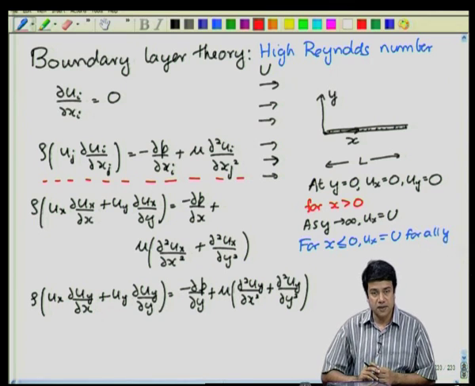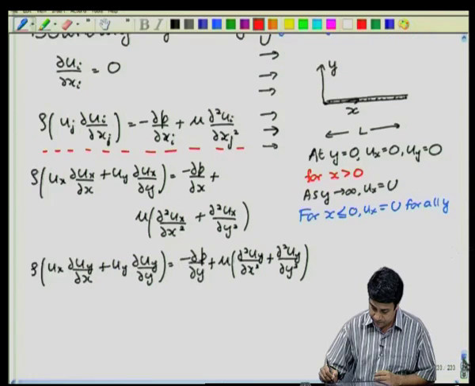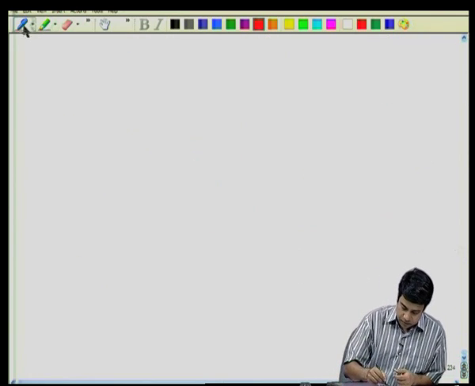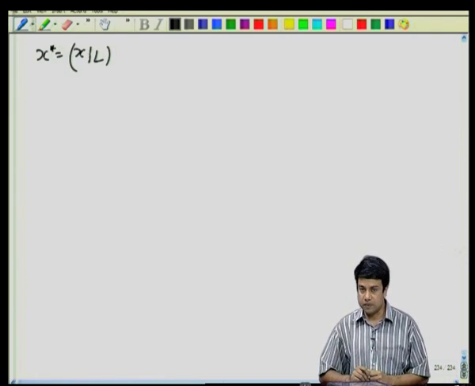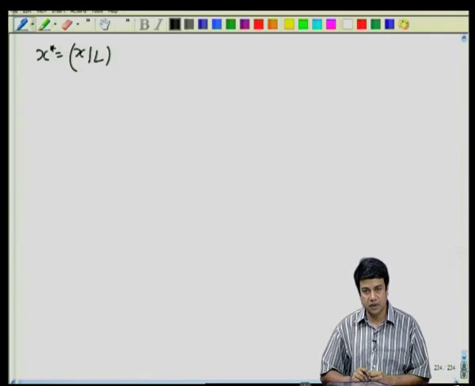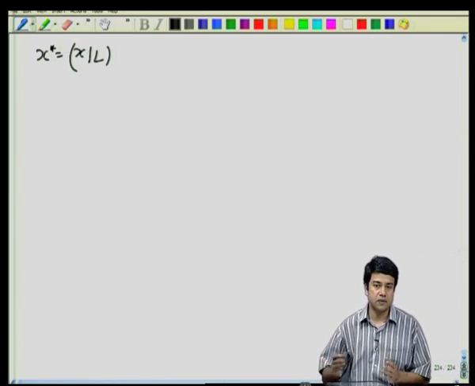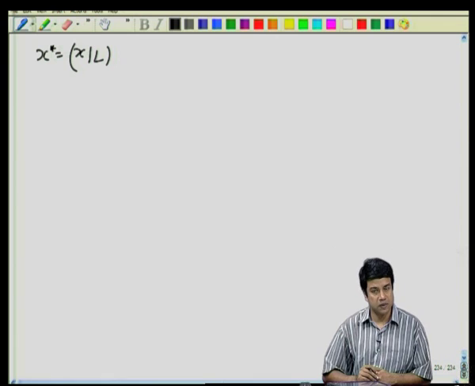So, we can do the usual scaling in this case. The natural scale for x has to be the plate length L. Note that there is no other length scale in the problem. The plate is of infinitesimal thickness, it has a length L. So, I would naturally scale the length by the plate length L.